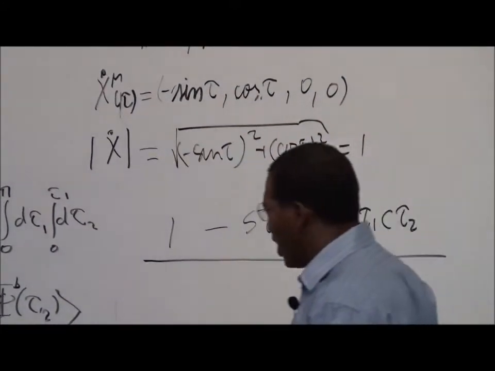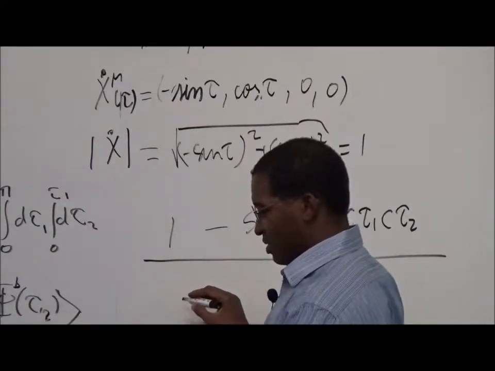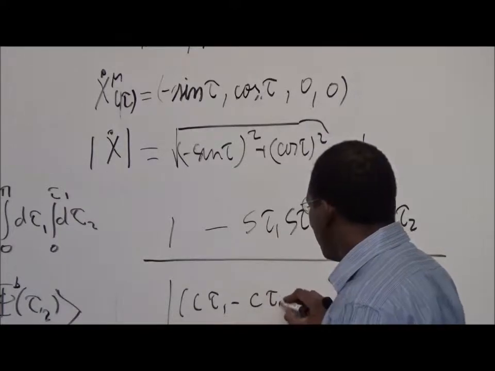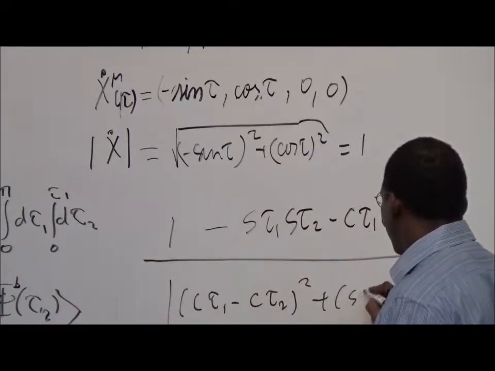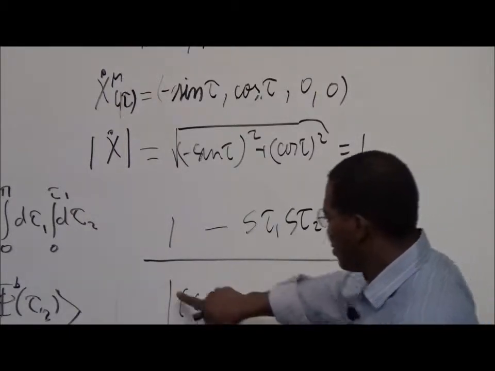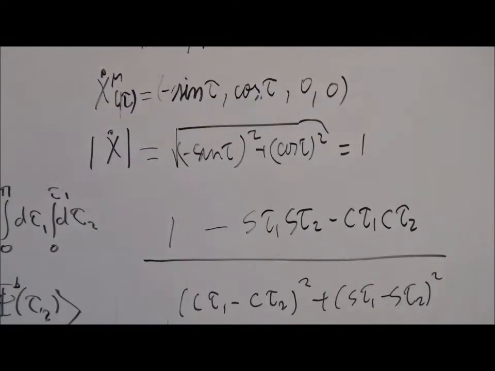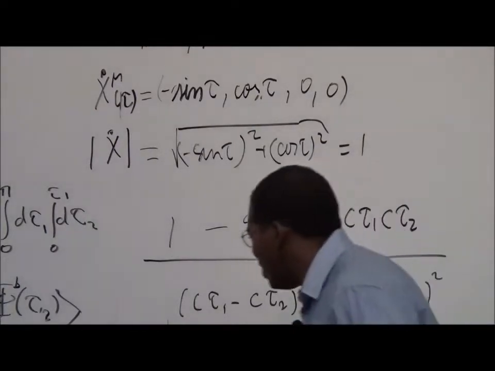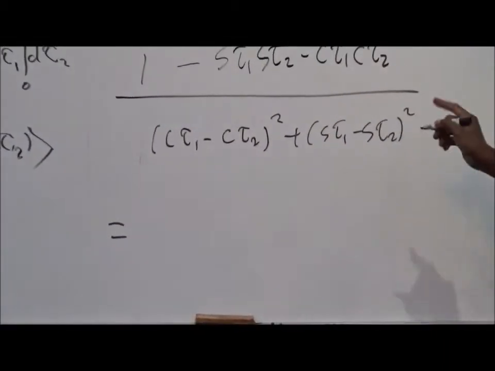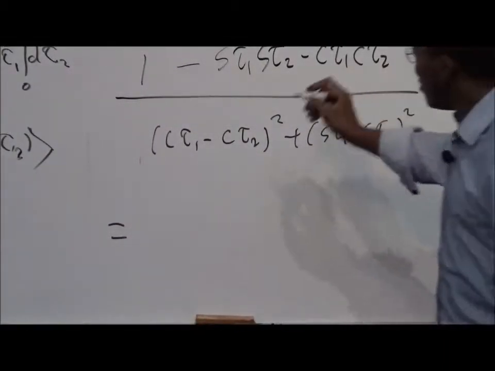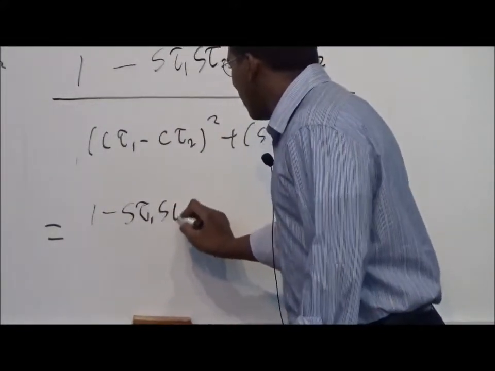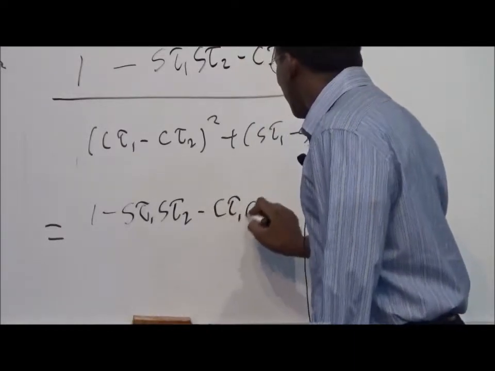And in the denominator, what I have is the absolute value of cosine of tau 1 minus cosine of tau 2, squared, plus sine of tau 1 minus sine of tau 2, squared. That's the difference squared. The key thing here is that I'm going to use one trigonometric identity so that you see that this is all there is. So the numerator is sine of tau 1 sine of tau 2 minus cosine of tau 1 cosine of tau 2.